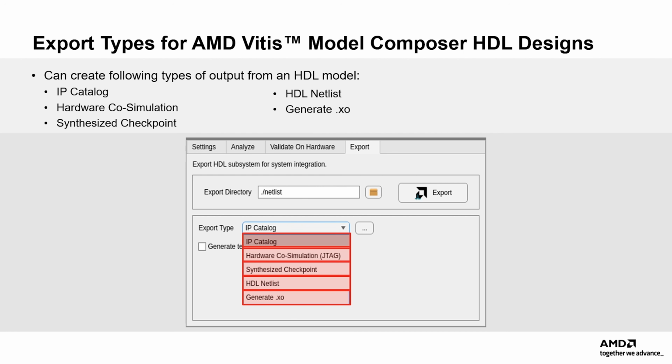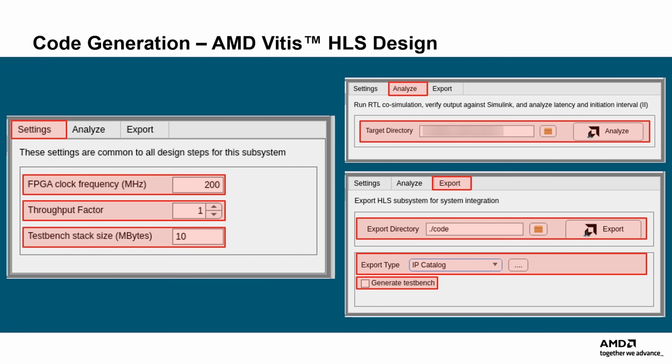The synthesized checkpoint export type generates a synthesized checkpoint file that can be used in a Vivado IDE project. The HDL netlist export type produces HDL files that implement the design. The Vitis hardware kernel export type generates code for the HDL subsystem and compiles it into an XO file using Vitis HLS. Generating the code for HLS subsystem includes tabs for the Settings, Analyze, and Export.